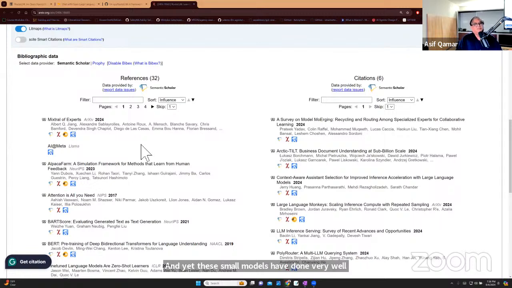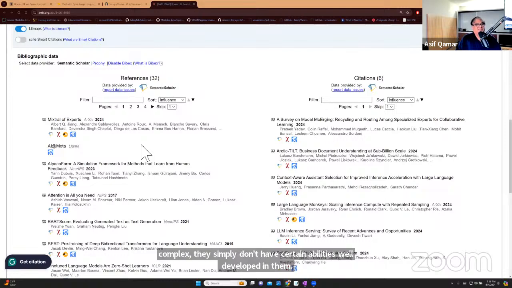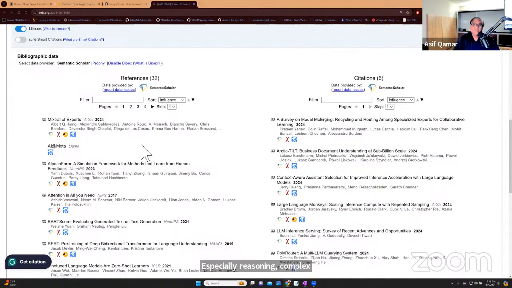Nevertheless, they are nowhere close to the performance of the strong or the big models. Small models tend to get into trouble after a little while if the task is very complex. They simply don't have certain abilities well developed in them, especially complex reasoning abilities. Their memory is literally smaller. So how much they remember, the parametric memory, is smaller. So what are the options that you can have?